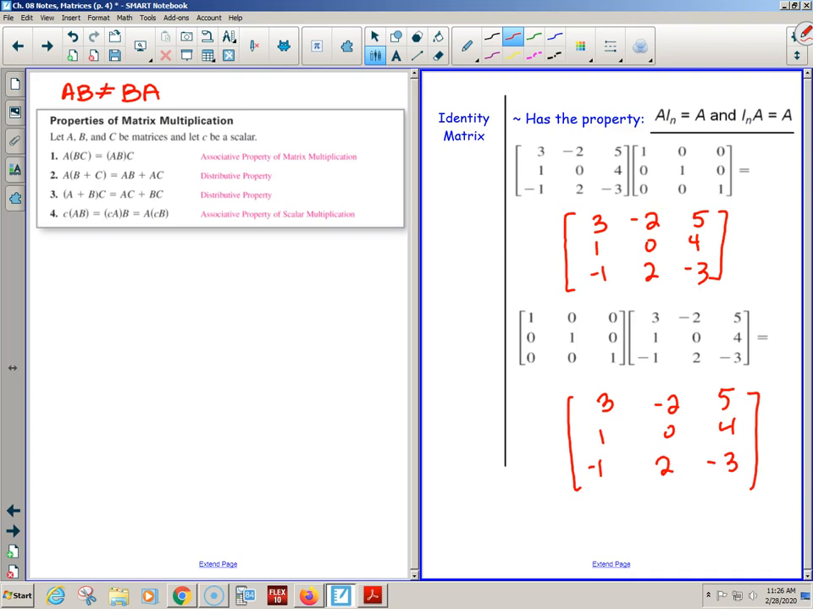But as Priyanka already said, this only works when you have square matrices: a 3 by 3 times a 3 by 3 identity, or a 4 by 4 times a 4 by 4 identity, or a 2 by 2 times a 2 by 2 identity. It only works when you have square matrices, and thus a square identity matrix.